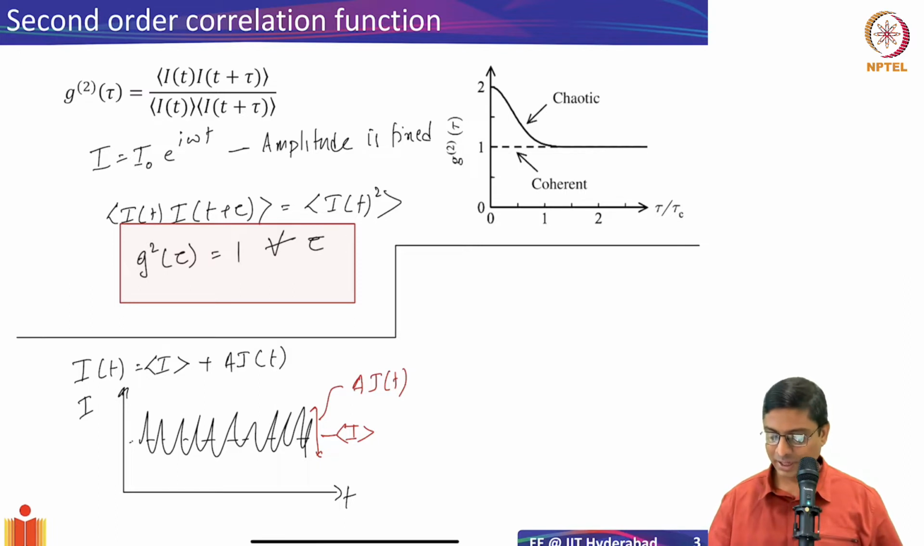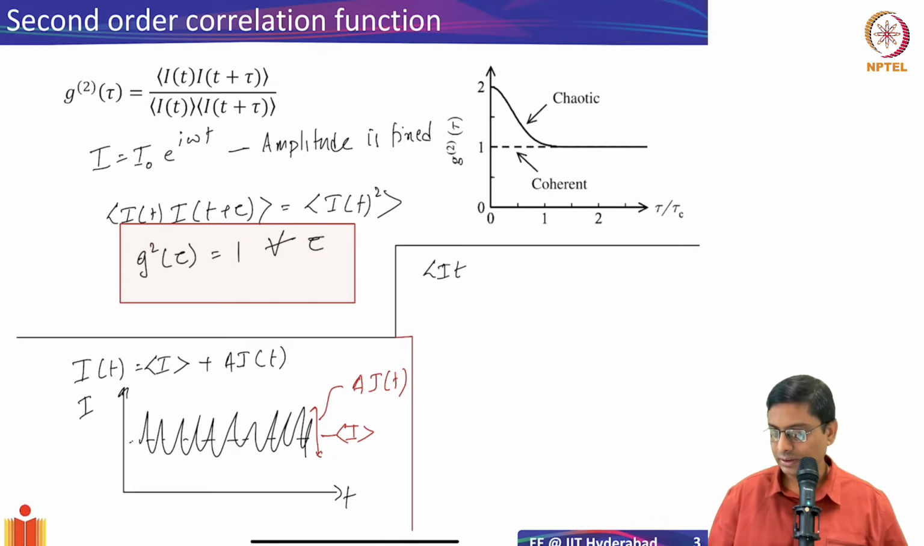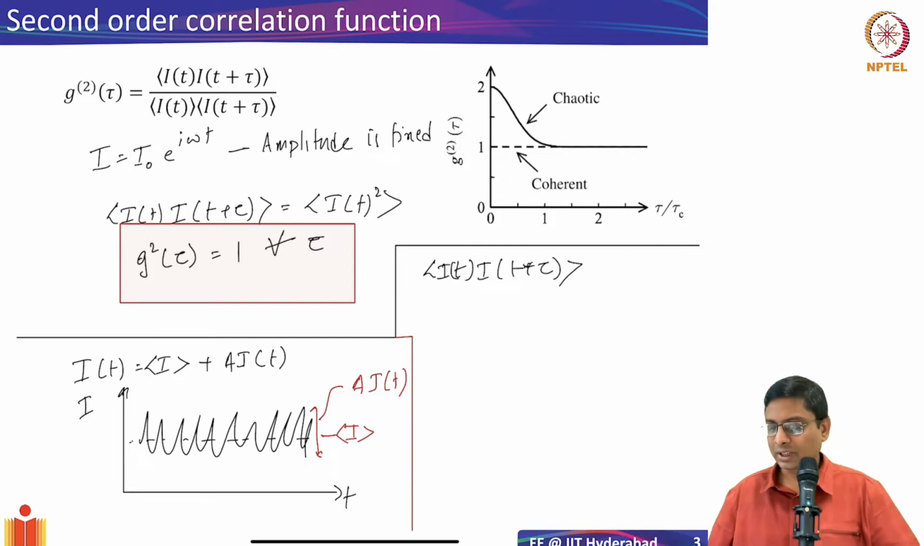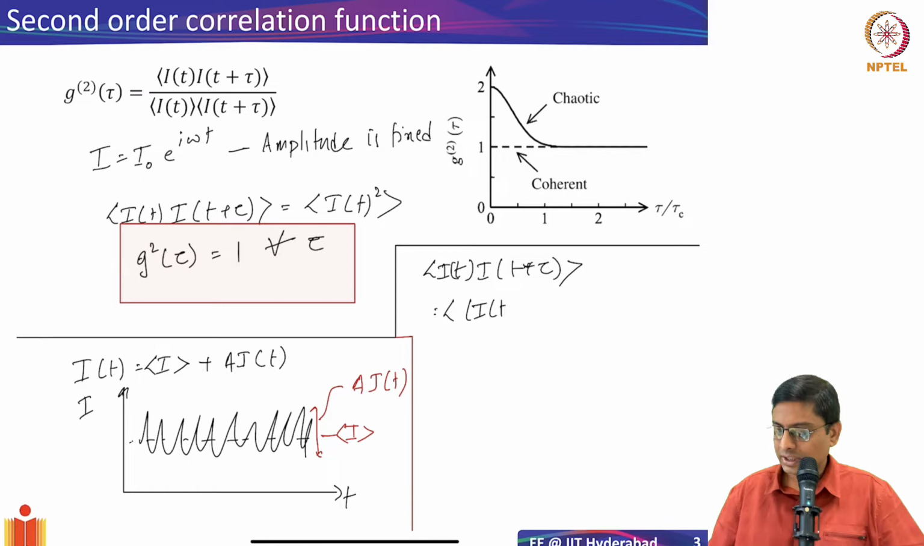I did this derivation partly last time, but let me just repeat this section for the sake of clarity. What we are interested in calculating is the numerator, which is the average of I of t times I of t plus tau. If we calculate this, we'll see that this is simply the average of two terms. For I of t, I will write the mean value of I plus delta I of t. And the second part is again the mean value of I plus delta I of t plus tau.